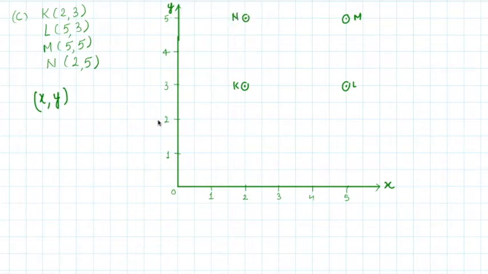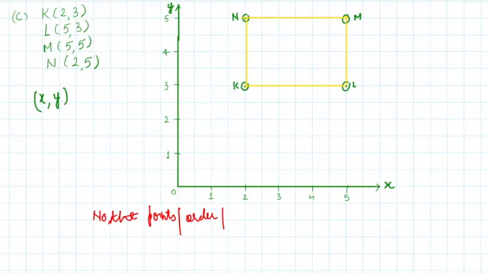Now see this very carefully. If I join K to L, then L to M, then M to N, and then N to K. They are not in the same line, right? They are rather forming a rectangle. So what will be your answer statement? You can write it as: the ordered pairs are not in a line.